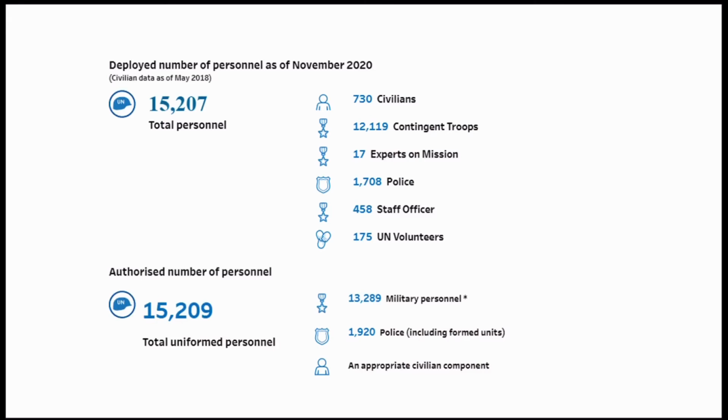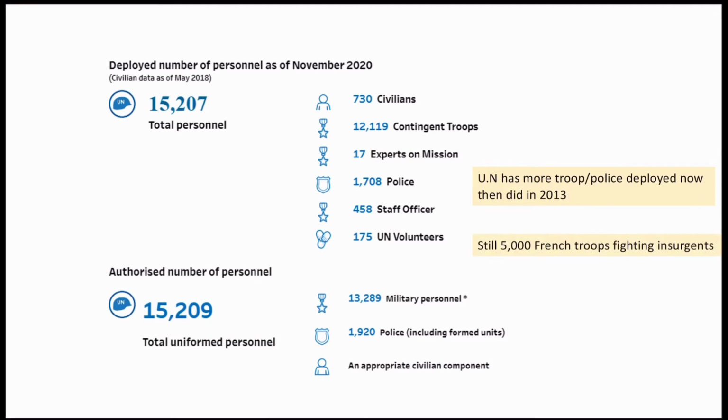However, we've got to look at the other side. We've got to evaluate this properly. Here are some figures from November 2020 that show you that there are 15,000 UN personnel in Mali at the moment. That means there are more troops and police deployed now than there were in 2013. There are even more French troops still there fighting insurgents. So having this big military presence still there, and the fact that the UN mandate has been extended to 2021 even further, argues that there are still problems here. There's still instability. The fact that that many troops are needed to control insurgents and conflict shows you that there isn't complete state control, because there are more troops than there were before.